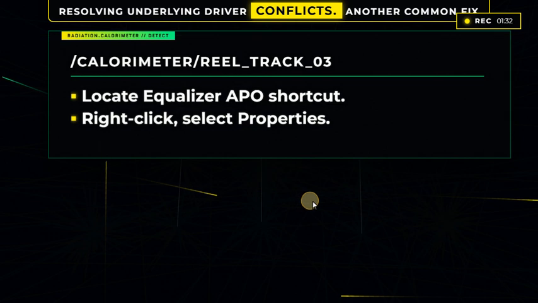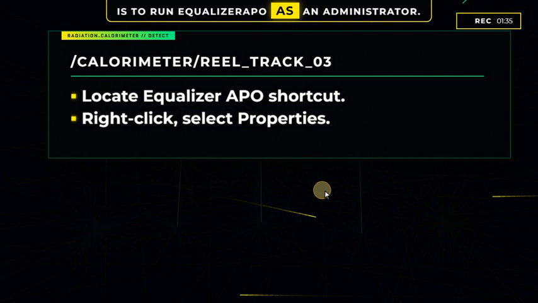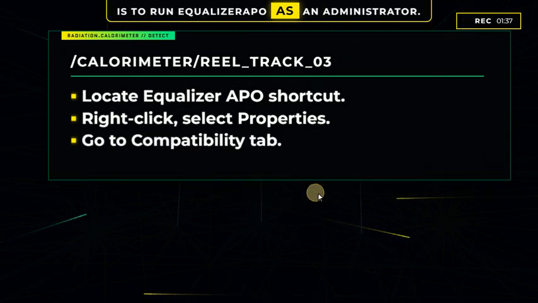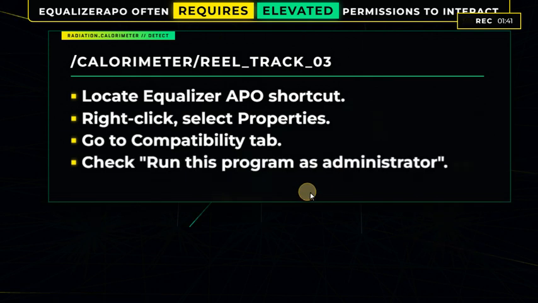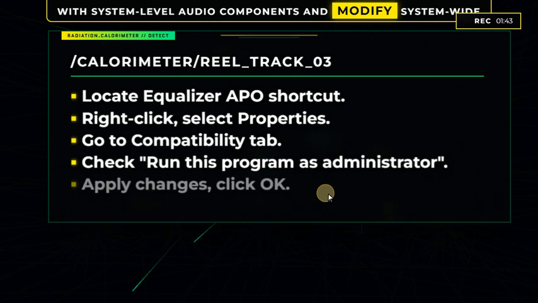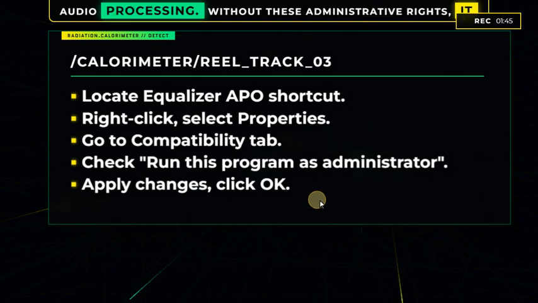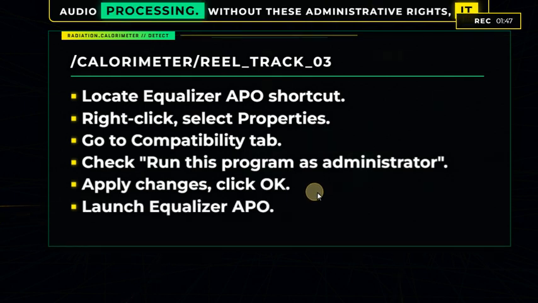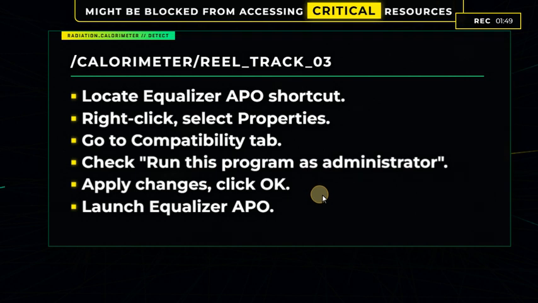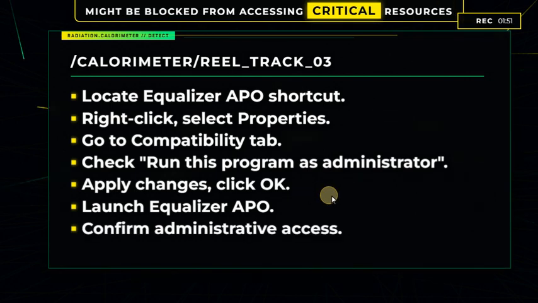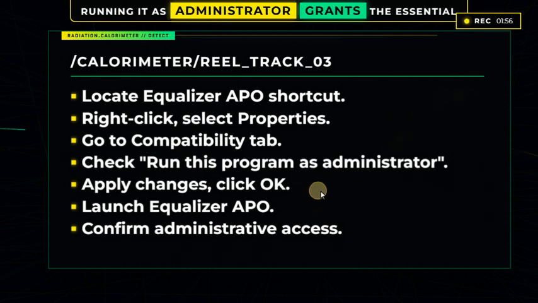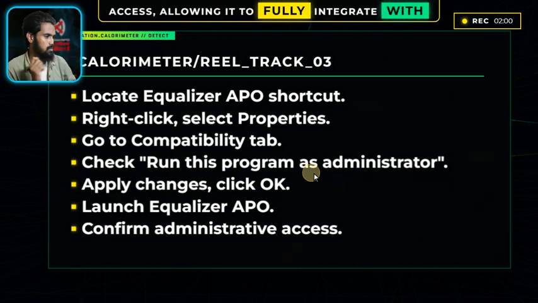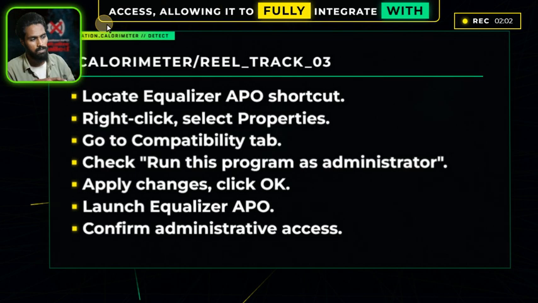Another common fix is to run EqualizerAPO as an administrator. EqualizerAPO often requires elevated permissions to interact with system-level audio components and modify system-wide audio processing. Without these administrative rights, it might be blocked from accessing critical resources or making necessary system changes during initialization. Running it as administrator grants the essential access, allowing it to fully integrate with the audio stack.